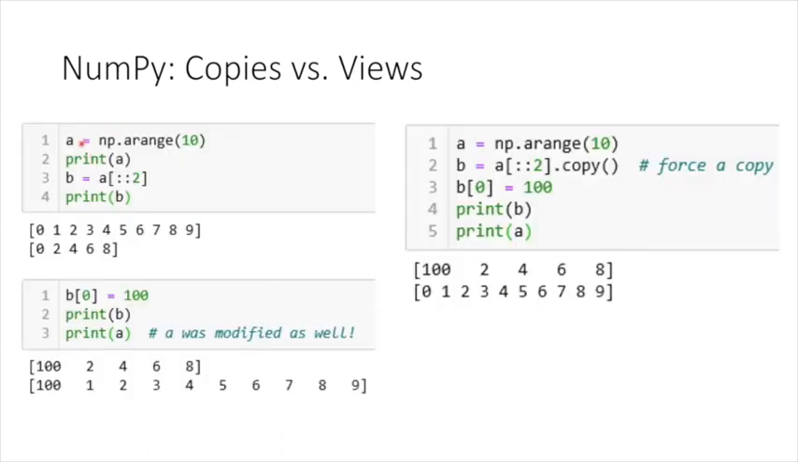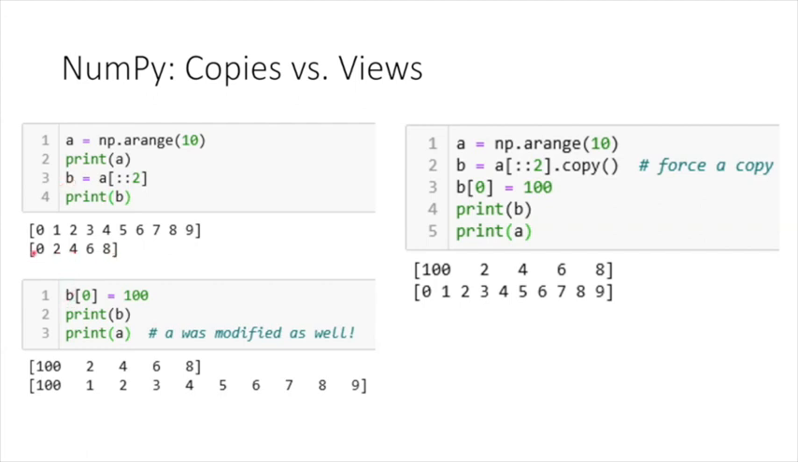Okay. So let's create a new array. We're going to create an array from 0 to 9. And now we're going to take a view of that array, so we're going to use our list indexing. If you recall from my previous slide on list indexing, this ::2 means we're going to take every second element. So now our new array B is 0, 2, 4, 6, 8.